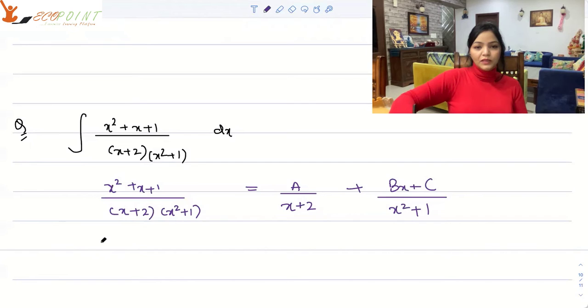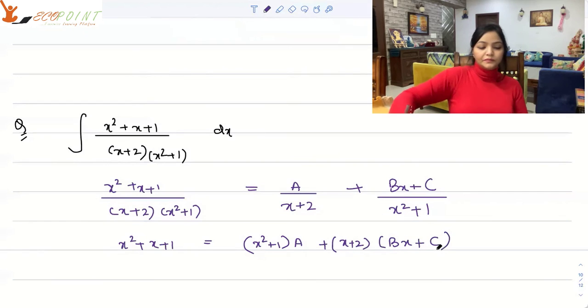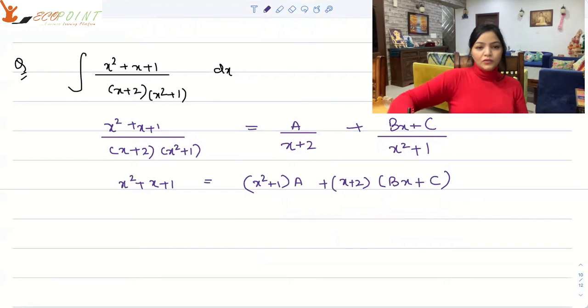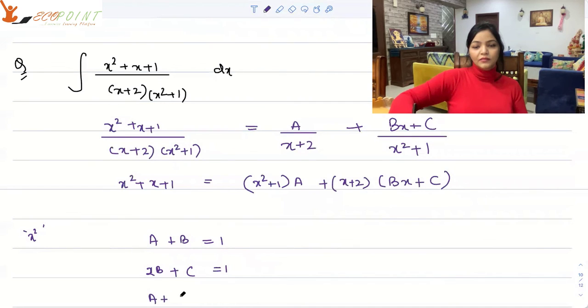Now let's find out what our a, b and c will be. Let's take the LCM first. So x squared plus x plus 1 is equal to x squared plus 1 times a plus x plus 2 times bx plus c, right? So let's compare the coefficients. Comparing the coefficients of x squared, you will get a plus b is equal to 1. Then for x, you will get 2b plus c is equal to 1. And then for the constant, you will get a plus 2c is equal to 1.